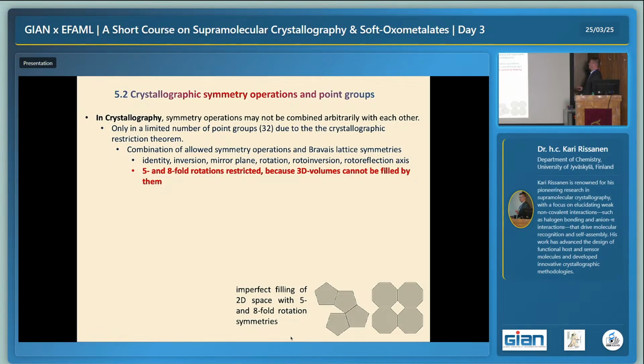The allowed symmetry operations are identity, inversion, mirror plane, rotation, rotoinversion, and rotoreflection axis. But now there is this one. You can see maybe in the right-hand corner that if you take certain symmetries and try to fill space with them, it turns out to be impossible, because it has to be exactly the same repetition. There can't be holes. This restriction rules out 5- and 8-fold rotations in the solid state, because they will not fill up the 3D volume. This is the first really crucial information about which kind of rotations are possible: there cannot be a 5-fold rotation in the solid state in 3 dimensions.